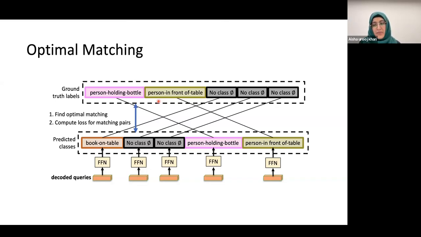To get that best output, we assign a cost for each matched pair, and we want to minimize the total cost of this matching. When we do a pairwise matching, the number of elements in both sets should be equal, so we append this no class token here as well. The first thing is to find the optimal matching, meaning the matching which has a minimum cost. Once we have found it, we compute the loss for the matching pairs.